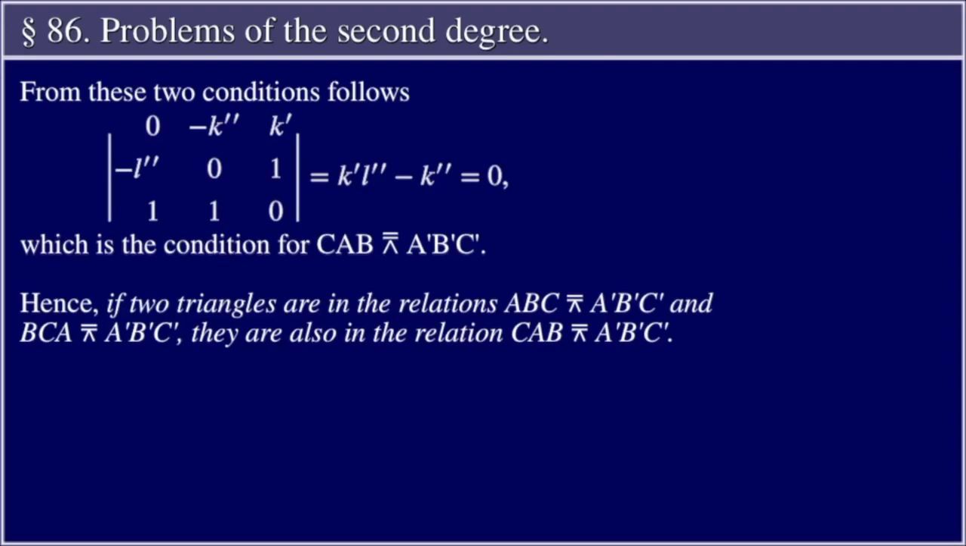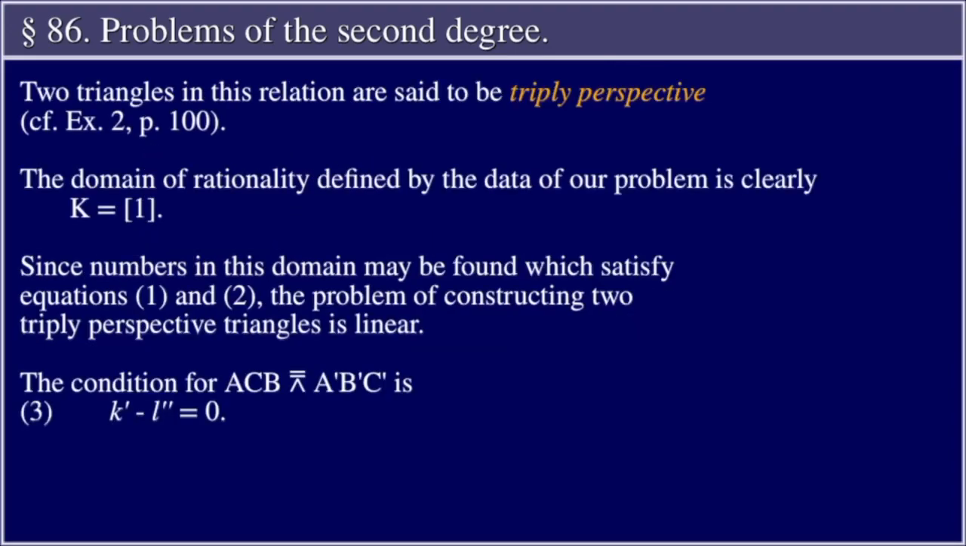Hence, if two triangles are in the relations ABC perspective with A', B', C', and BCA perspective with A', B', C', they are also in the relation CAB perspective with A', B', C'. Two triangles in this relation are said to be triply perspective, chiefly exercise 2, page 100. The domain of rationality defined by the data of our problem is clearly k(1). Since the numbers in this domain may be found which satisfy equations 1 and 2, the problem of constructing two triply perspective triangles is linear.